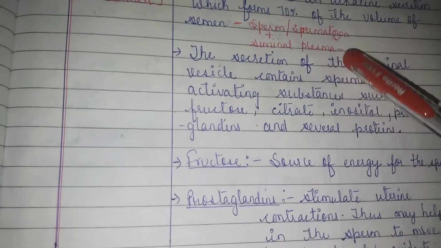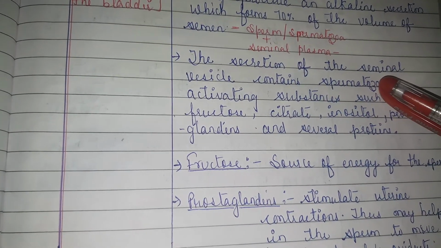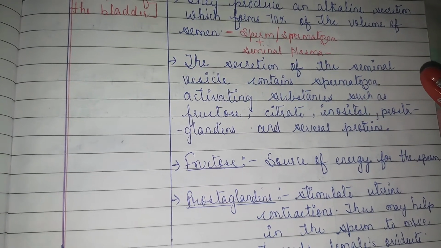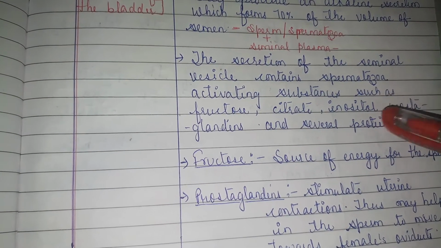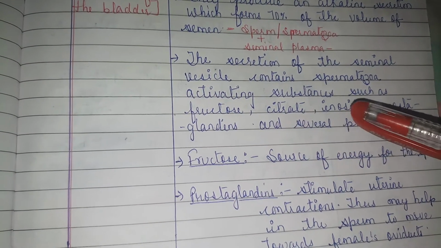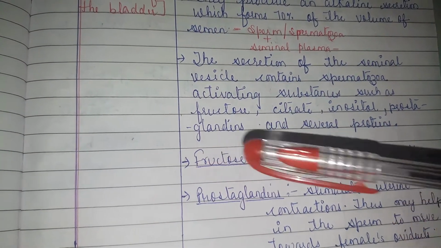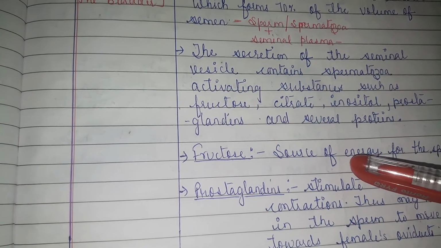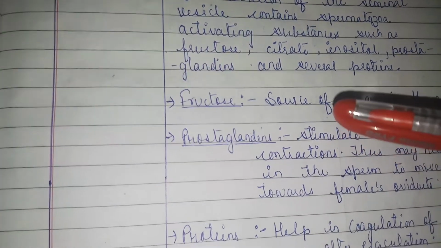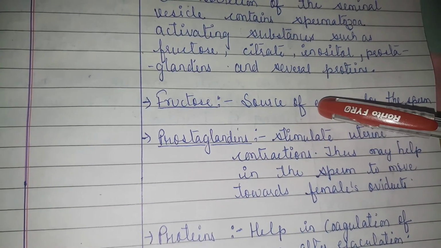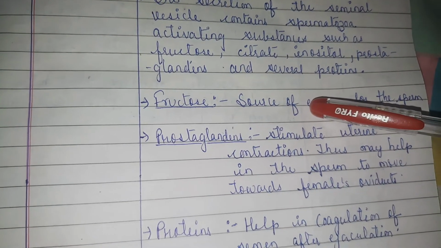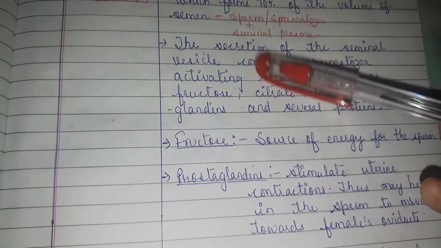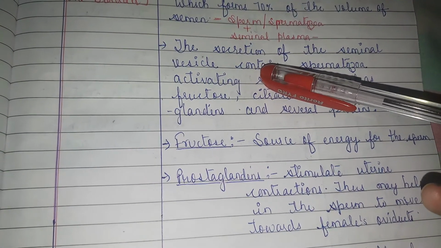Now the secretion of the seminal vesicle contains spermatozoa, because this seminal vesicle receives the spermatozoa from the vas deferens, and activating substances such as fructose, citrate, inositol, prostaglandin and several other proteins. There are certain functions of all these substances. Fructose is a source of energy for the sperm. The sperm need energy for continuous motility, and it gets energy from the fructose found in the secretion of the seminal vesicle.